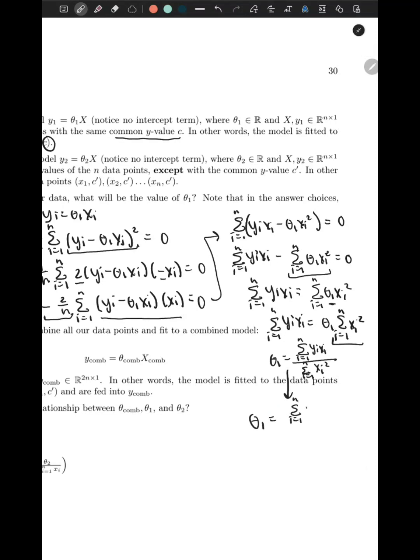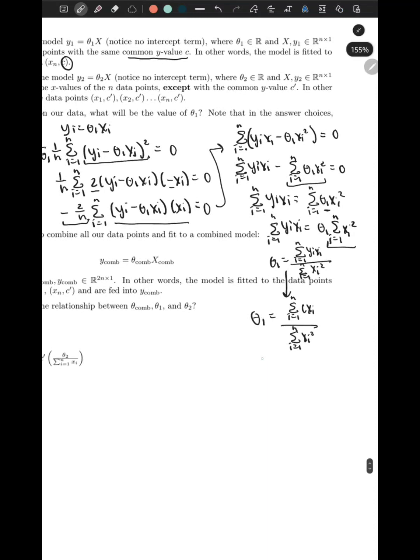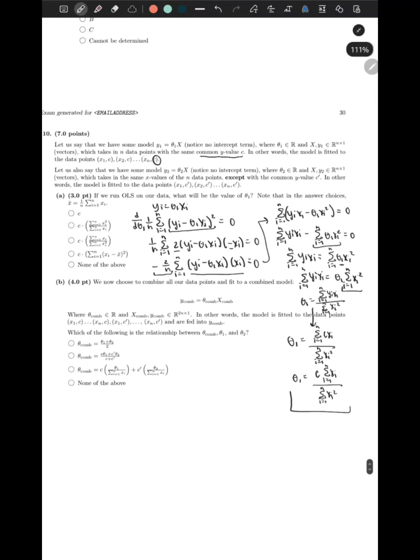So my yi is now just c, and because c is a constant, we can just take it out of the summation. So c will just move to the front, and then we're left with the rest of our expression. So this would be our theta 1. And we can see that this matches with option 3, which is this one here.